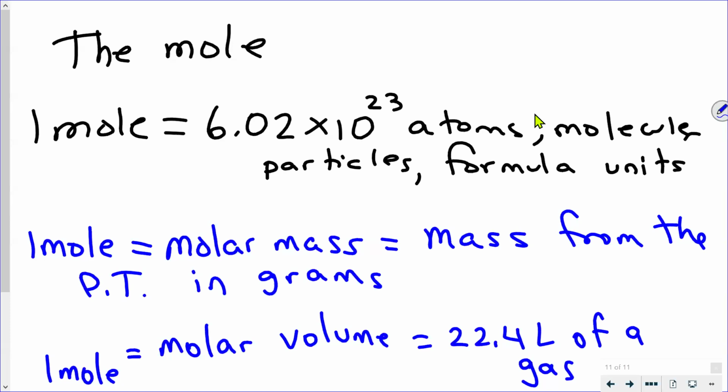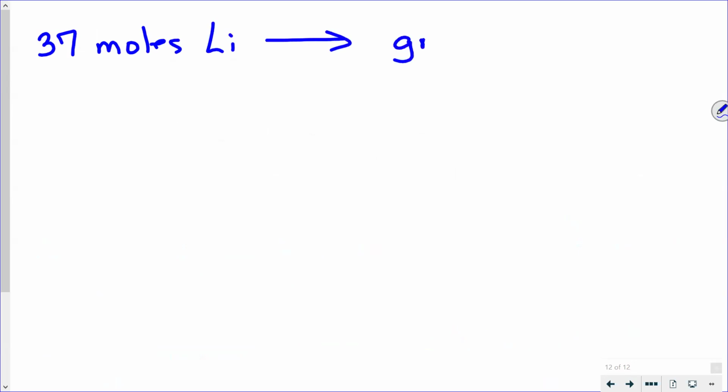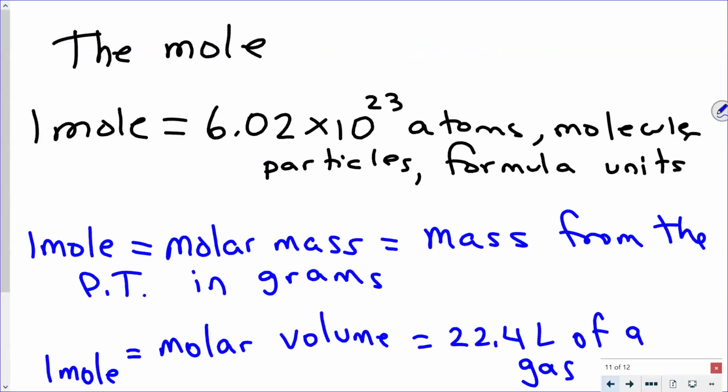So let's do some problems. You're gonna short my head. All right. Let's say I have 37 moles of lithium. I want to convert that to grams. Lithium. Wait, what was molar mass? Oh, I have 37 moles of lithium. I'm talking about the last one. So it was like mass. Okay, okay. I also want to take another picture of that.